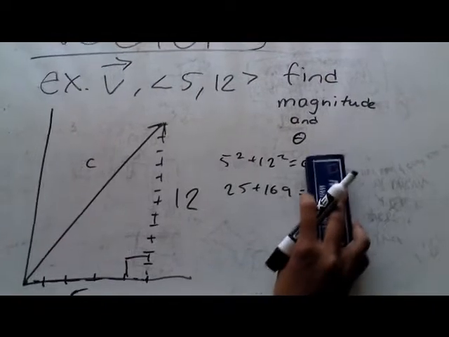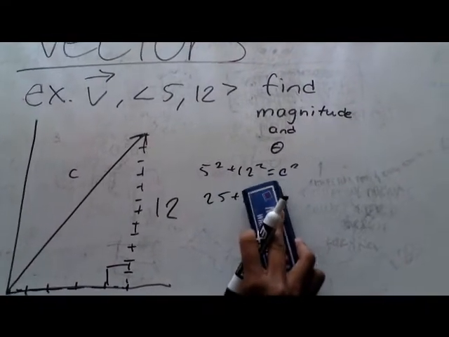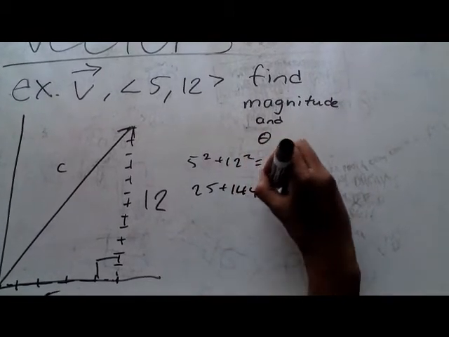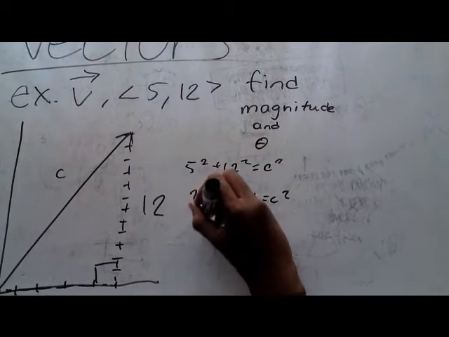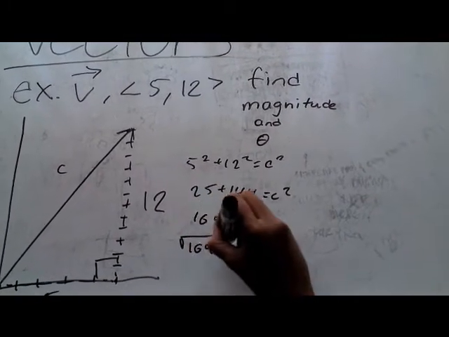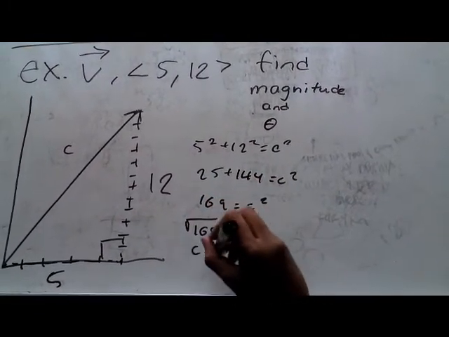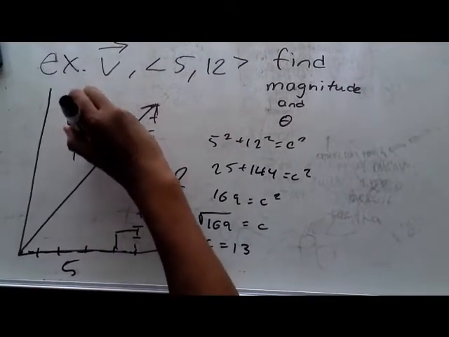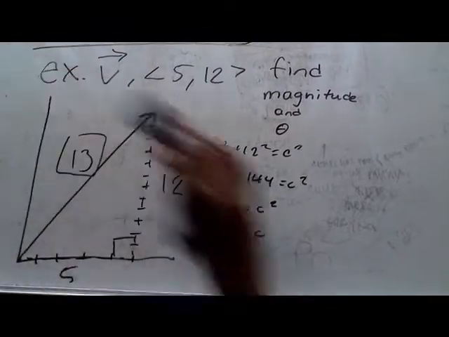Oops, I messed up. I wrote 169 instead of 144. So 25 plus 144 is equal to c squared. 169 is equal to c squared. Root 169 is equal to c. So c is equal to 13. So the length is 13.